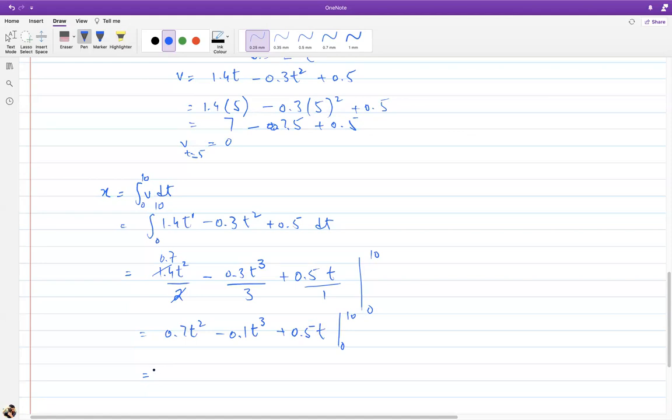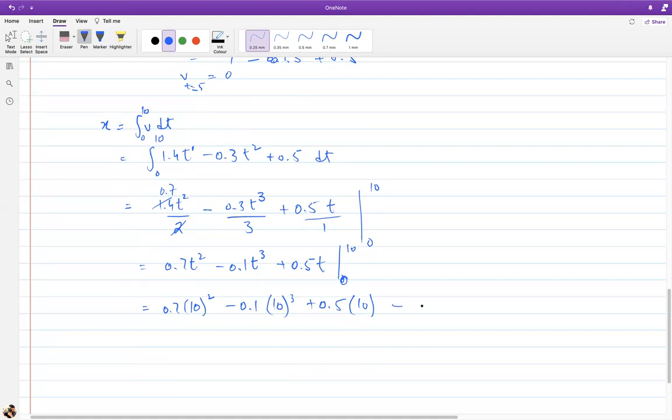Now, another useful trick that we can learn is that we have t in each one of them, right? So that means if I put 0 in there, everything is going to be 0. So I don't actually need to go through that. I'll simply do this: 10 squared minus 0.1, 10 cubed plus 0.5, 10. Now I can write the lower limit 0 here, but because I know that it's all going to become 0, I can just skip that.